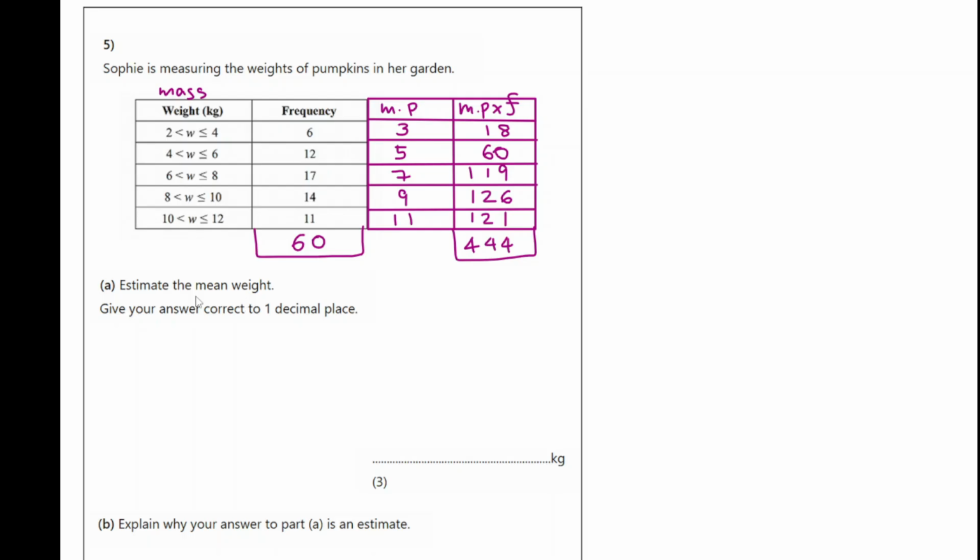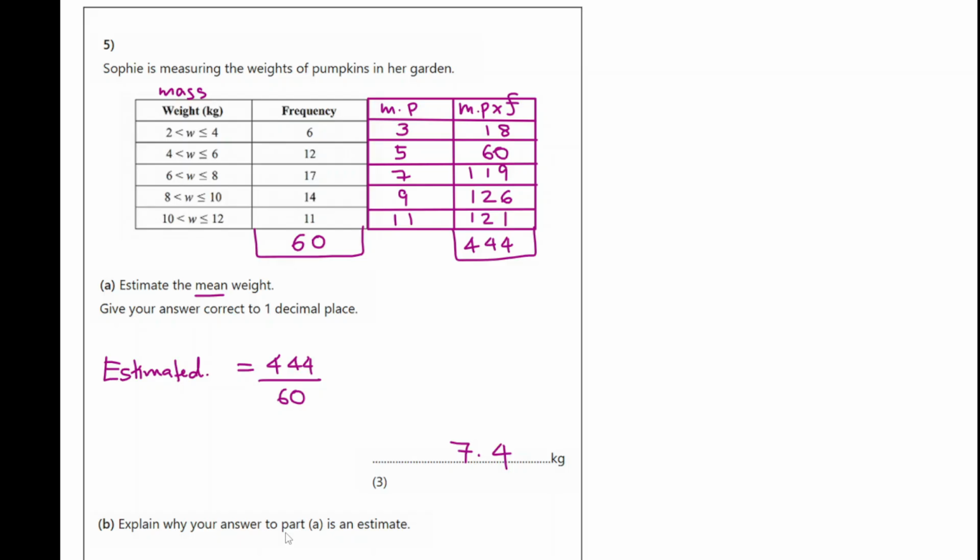Estimate the mean weight. To get the estimated weight, all we need to do is divide 444 by 60. Get 7.4 kilograms. Part B. Explain why your answer to part A is an estimate.